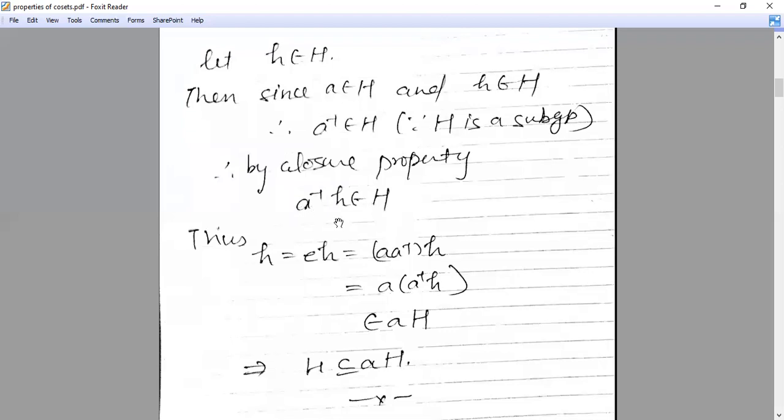Here we have already shown that A inverse h is a member of capital H. So this h we have written as A into some element of H. That means this belongs to AH. So h belongs to AH. So h, which was a member of capital H, here we have shown that it belongs to AH. So this was any arbitrary element. That means every element of H is in AH. That means capital H is a subset of AH.